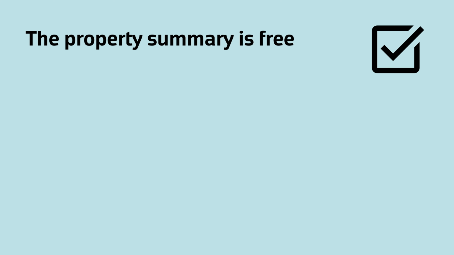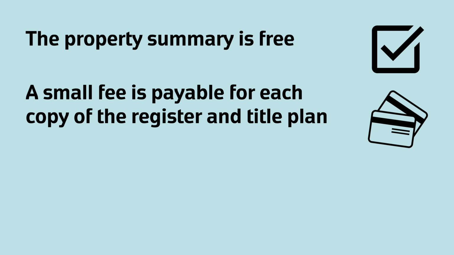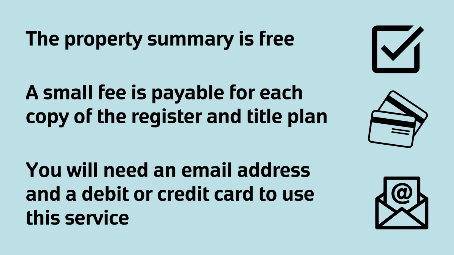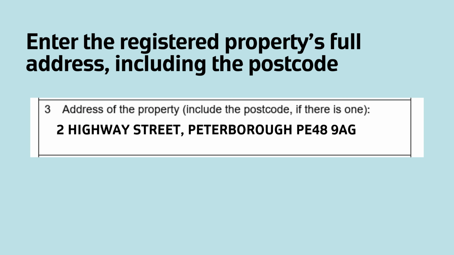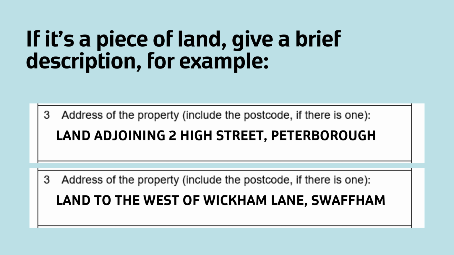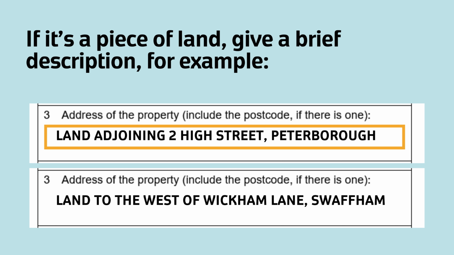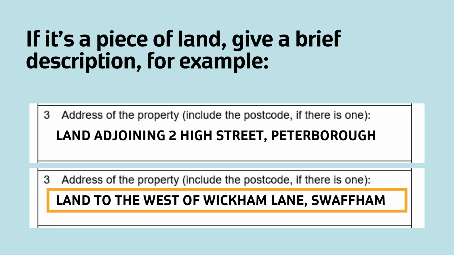The property summary is free, while a small fee is payable for each copy of the register and title plan. And you will need an email address and a debit or credit card to use this service. In Panel 3, enter the full address of the property, including the postcode. If it is a piece of land and doesn't have a postcode, give a brief description. For example, land adjoining 2 High Street, Peterborough, or land to the west of Wickham Lane, Swaffham.